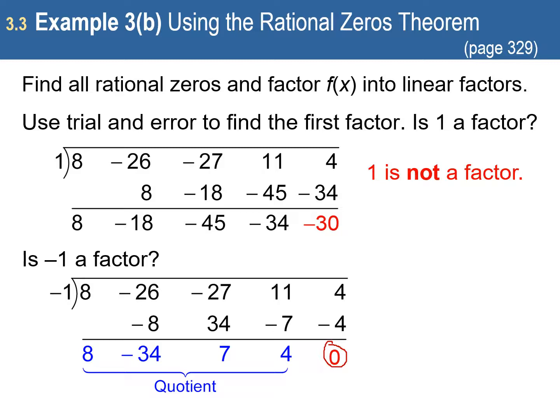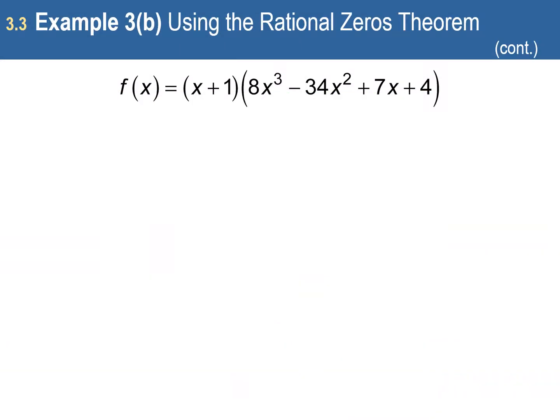And so your quotient has coefficients 8, negative 34, 7, and 4. I can rewrite my polynomial as x plus 1 times 8x cubed minus 34x squared plus 7x plus 4. And now I can do the same process to factor this cubic polynomial.